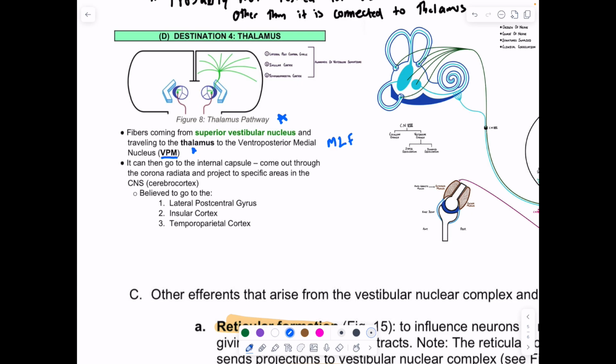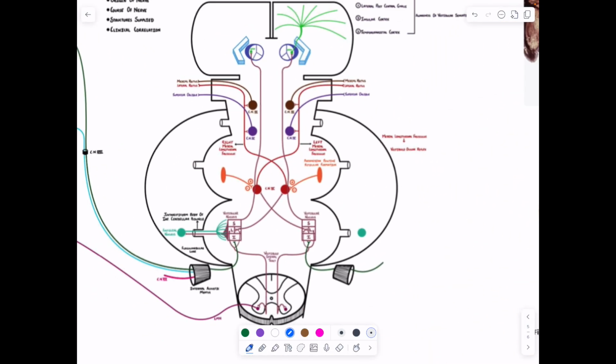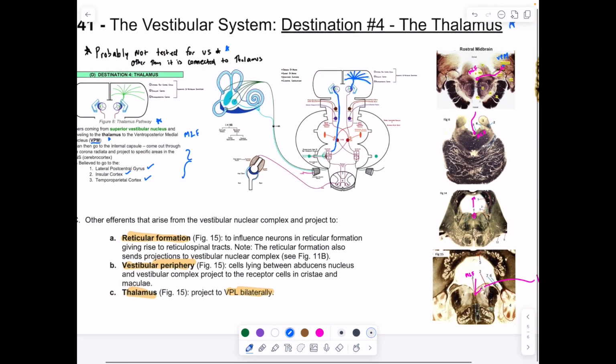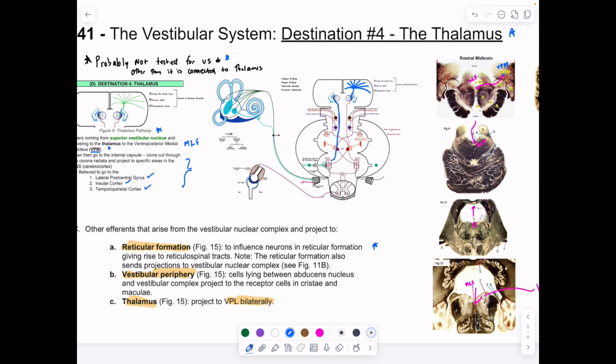And then you can go up to the cerebral cortex, lateral postcentral gyrus, insular cortex, temporoparietal cortex. But this is not going to be tested on, I believe. So basically, send up innervation and go to the thalamus, and then from the thalamus you can go to the cortex overall. Other places you can go to the reticular formation, and it might also send information back to the vestibular nuclear complex, and then vestibular periphery.